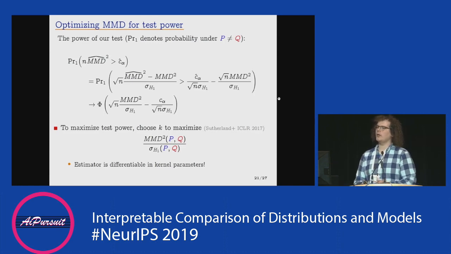And so we showed how to estimate the numerator here, MMD squared. There's also a simple way to estimate the denominator, the sigma, but it's kind of gross to put on a slide. But it's something you can write down in PyTorch or whatever, and it's differentiable, and you can just maximize it in terms of your kernel parameterization. So I'll talk about how to do that in a second.